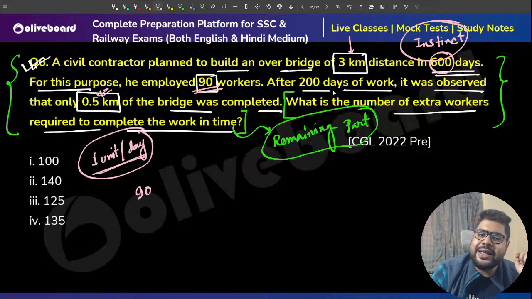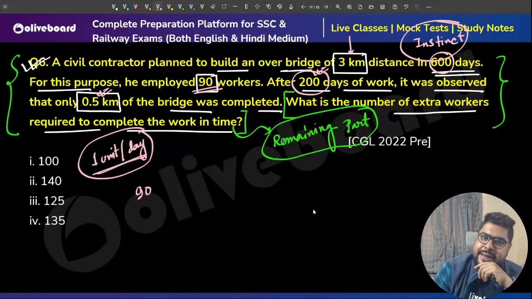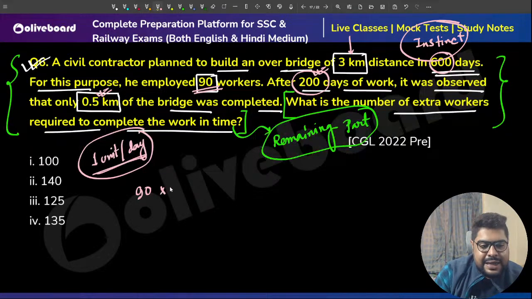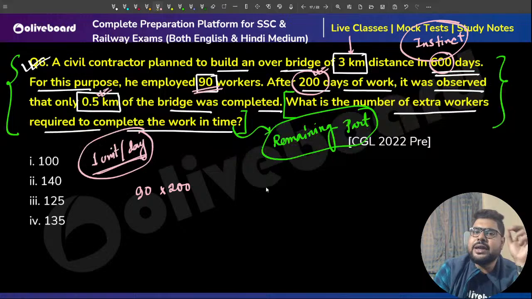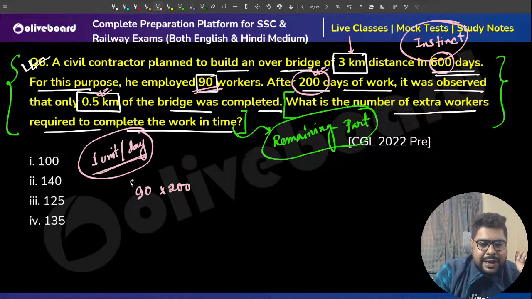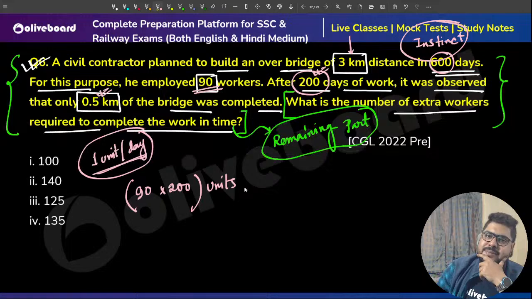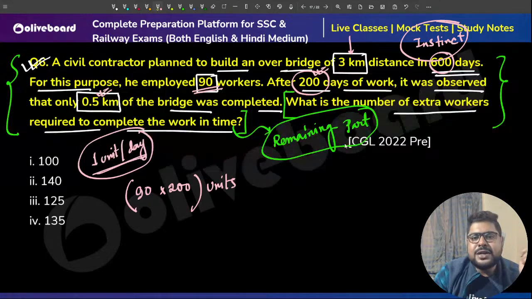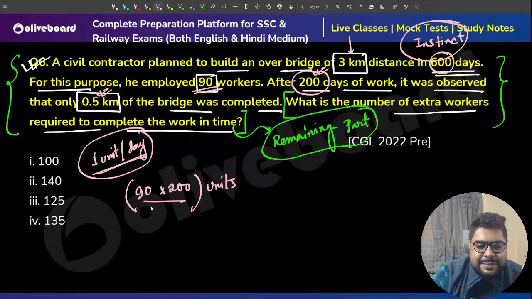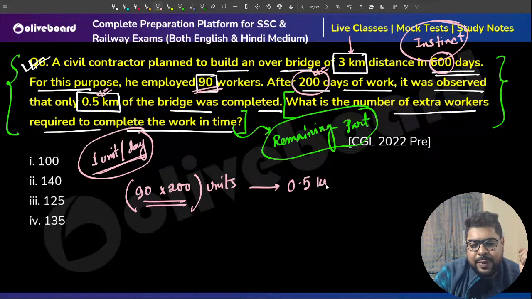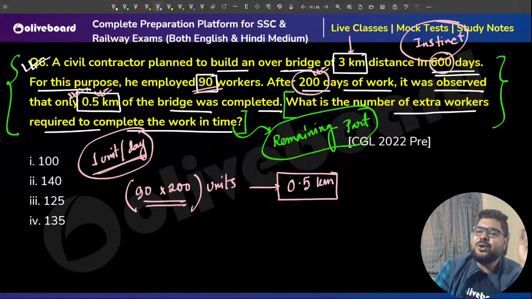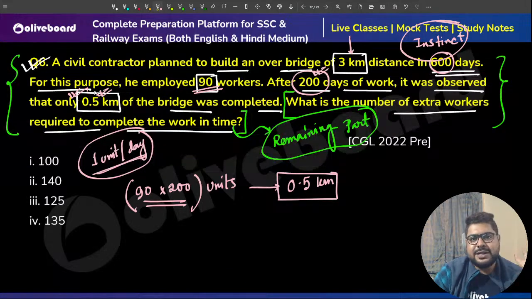Now they have already worked for 200 days. So in 200 days, they will complete 90 into 200 units of work. Now it was observed that these many units of work is nothing but 0.5 kilometer of the bridge.